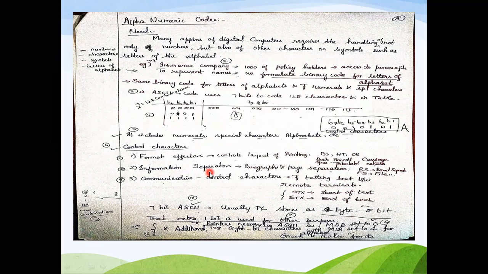The second one is information separators. Generally, when you have a bulk of information, that information has to be separated into pages, and in each page you can have the separation of paragraphs. That will help the user understand the information, and you will be able to locate the information clearly and correctly. Similarly, you can have information separators for paragraph and page separation. Here you can include RS, record separator, and FS, file separator.